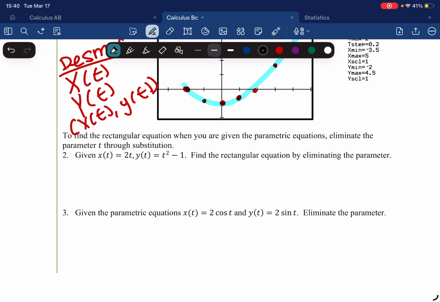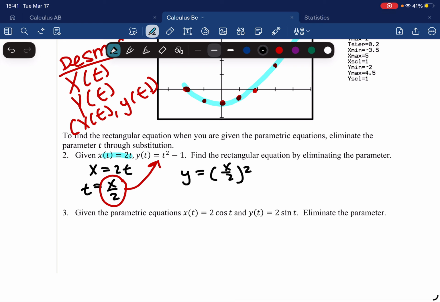So it says to find the rectangular equation when you're given the parametric equation, eliminate the parameter t through substitution. Notice it gives us the same equations, and in order to eliminate t, we're going to use X of t and get t by itself. So x is equal to 2t, which means t is equal to x over 2. Then we're going to take that x over 2 value and plug it in for the t in the y equation. So I'm left with y is equal to (x over 2) squared minus 1, which simplifies to 1/4 x squared minus 1. That would be my answer.